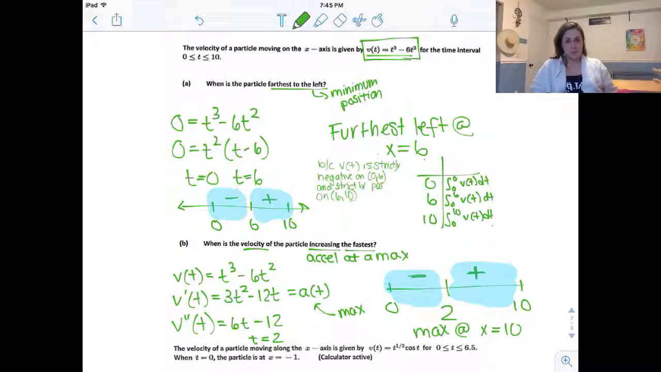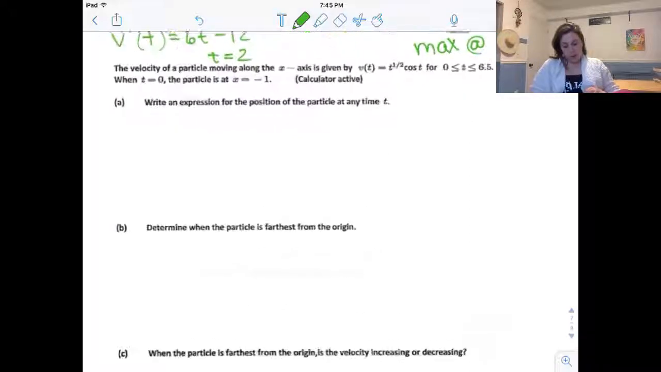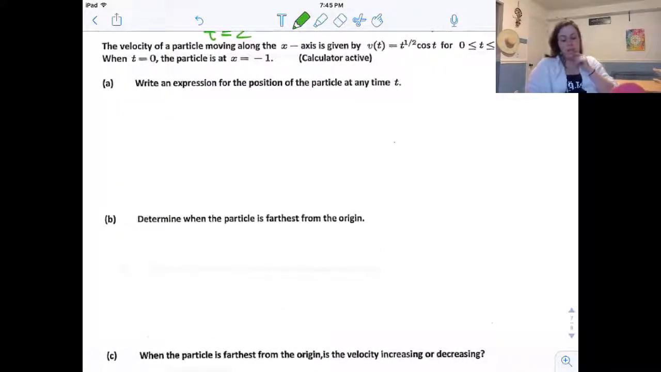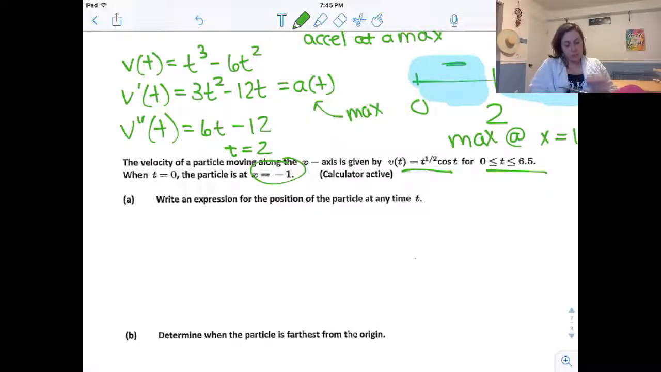Okay, probably just going to do one more. This is calculator active. So the velocity moving along the x-axis is given by this on 0 to 6.5. This is your initial position, -1. You guys can't see that. Write an expression for the position at any time. You're given velocity. You want position. Go backwards.